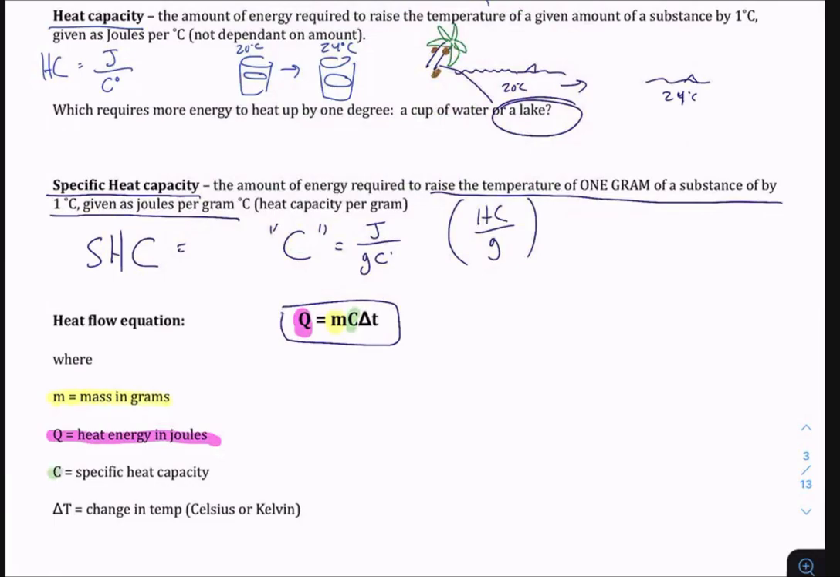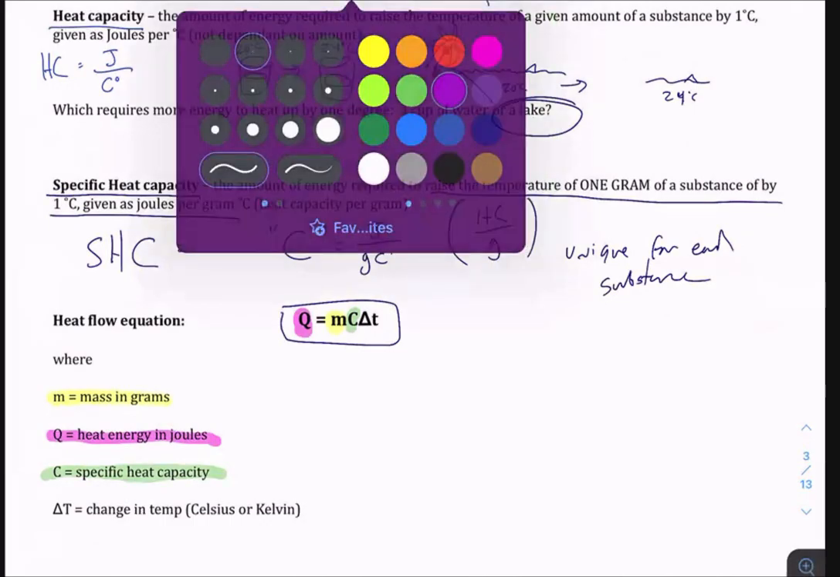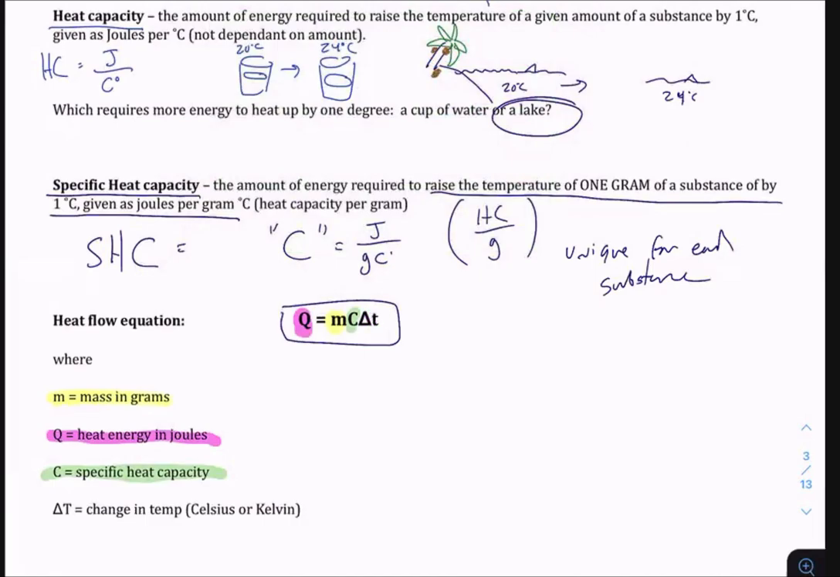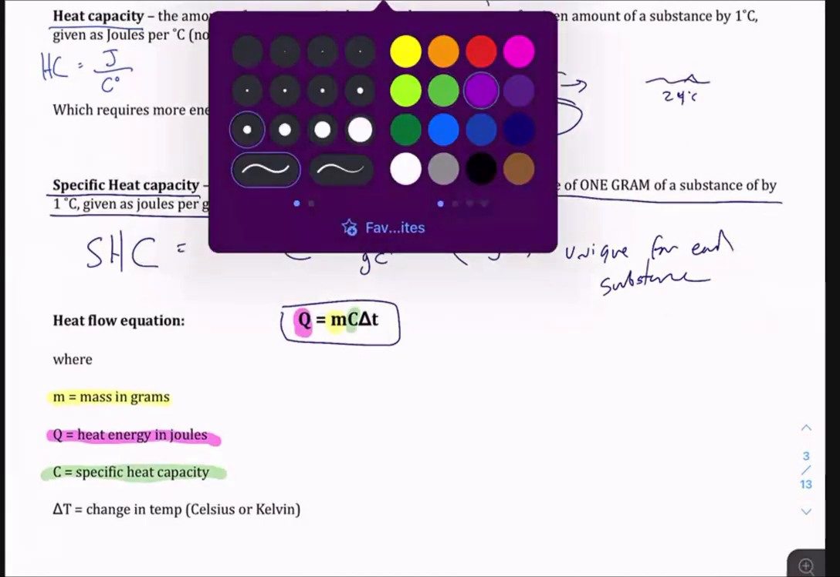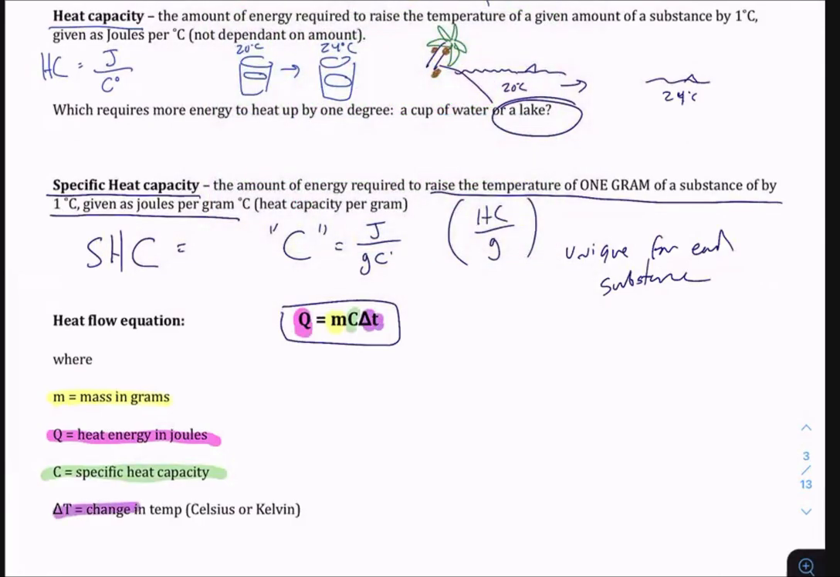Specific heat capacity is the value C. Now, this is unique for every substance, okay? That's important to note. Unique for each substance. And things that are unique for each substance are useful to help identify them. And the delta T is the change in temperature. And of course, when you're talking about changes in chemistry, it's always the final state minus the initial state. And that is important for sign conversions, okay? Final temperature minus initial temperature.